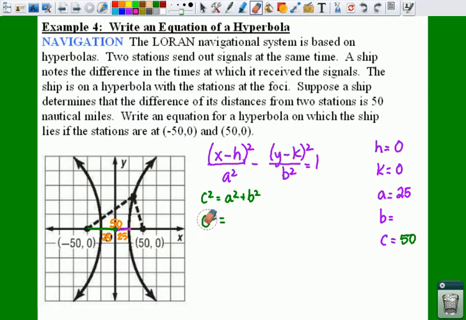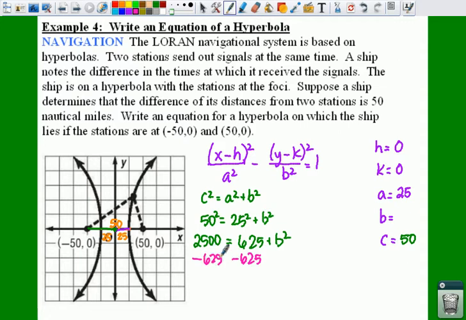So our c squared is going to be 50 squared. a squared is 25 squared, plus b squared. If we write these out, no, b squared is not 25 squared. So we had 2500 equals 625 plus b squared. If we subtract 625 from both sides, then we get 1875 is your b squared. And really we don't need to know what b is, because we're going to have to square it again to write our equation. So if our b squared is just 1875, we can write our equation.